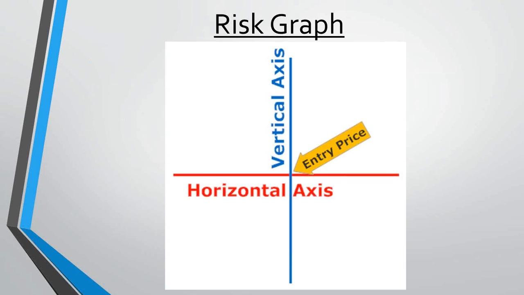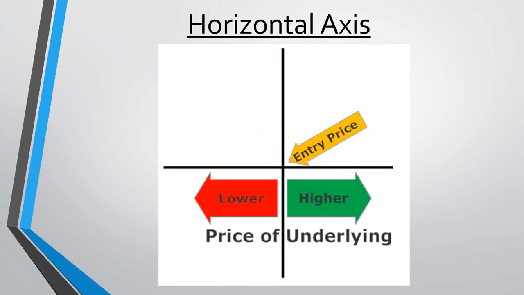Again, you have the vertical axis here, and then you have the horizontal axis there. These graphs will go in different directions depending on whether you're long or short once we actually get into them. The horizontal axis, again, represents the price of the underlying. Now, this is not a loss in the underlying because your position is not in the underlying. When you go to the left here under lower, that just means the price of the underlying is headed lower.